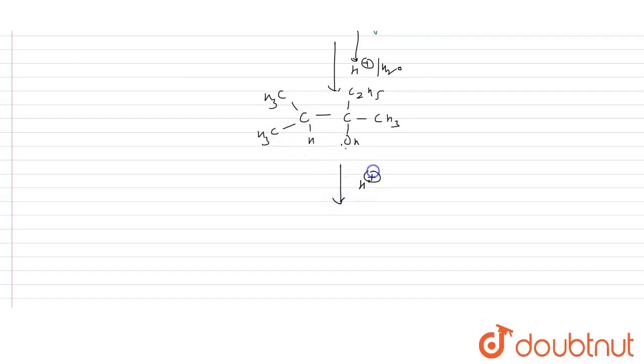This proton will come out from H2SO4 that we have used in the reaction condition, and that H2SO4 is concentrated H2SO4. So the lone pair of this oxygen will abstract this proton, and that means this becomes protonated.